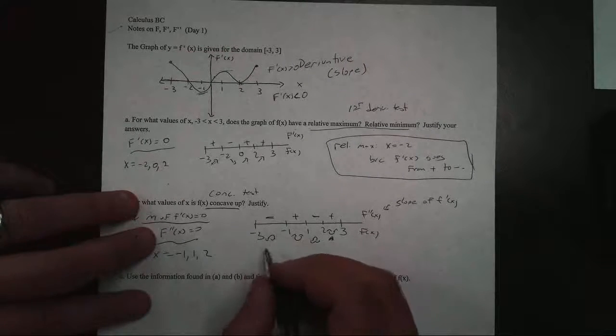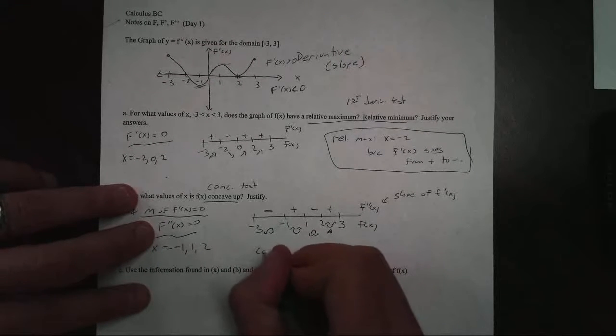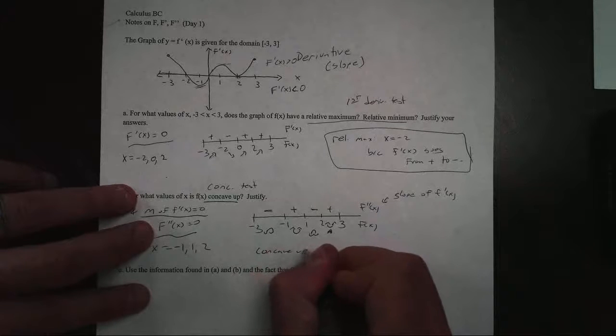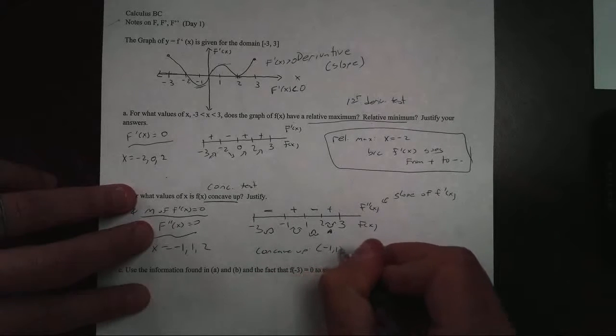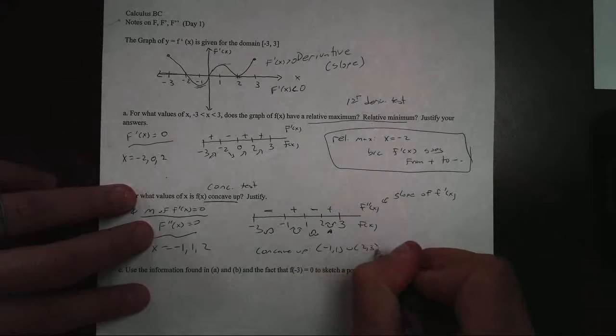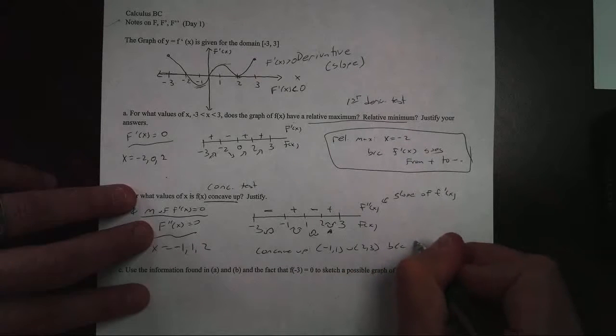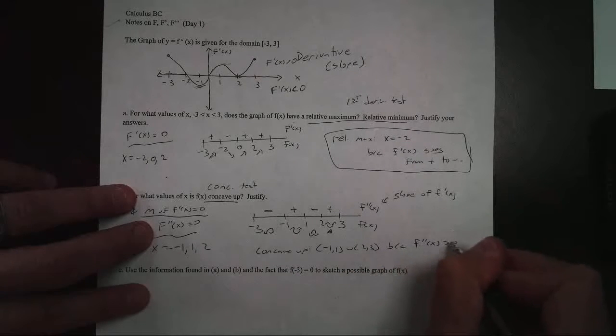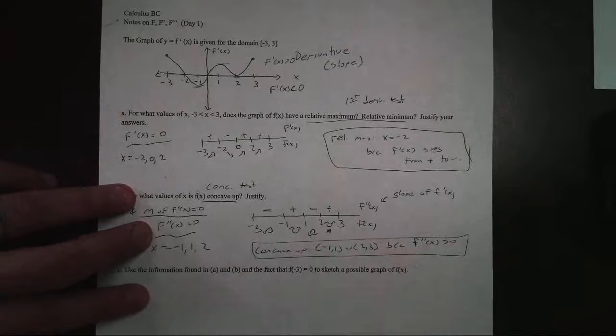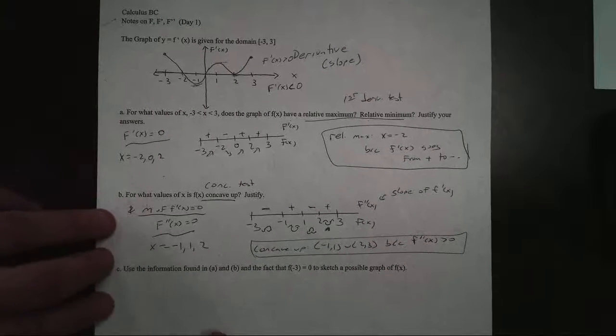So I'm looking for where this graph is concave up. Well, it's concave up from -1 to 1, or from 2 to 3, and that is because our second derivative here is greater than 0. Easy breezy. Okay, now we want to graph this.